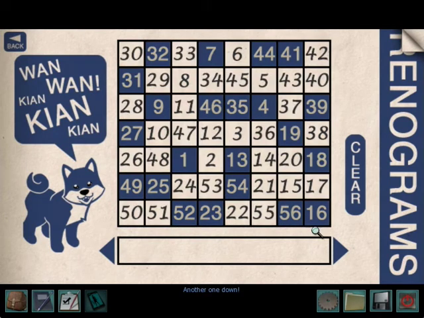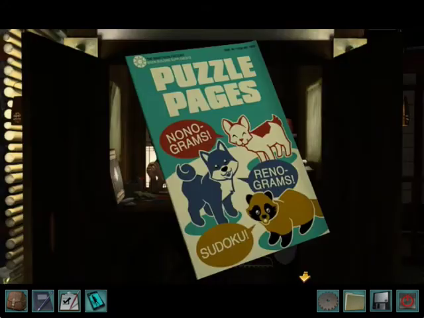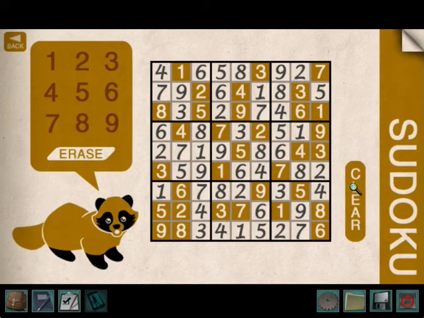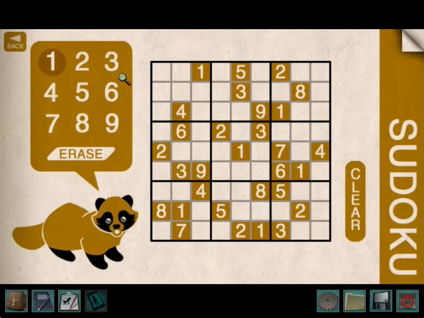Another one down. There we go. Okay, little hiccup at the end, but not too bad. Sudoku time. On the wrong puzzle. Alright, 1, 1, 1, 1, 1, 1, 1, 1. Okay, all the ones are in. 2, 2, 2.